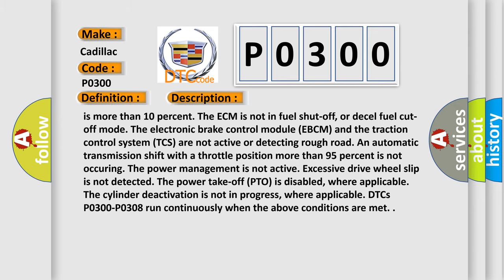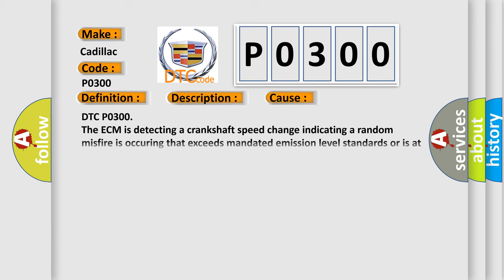This diagnostic error occurs most often in these cases. DTC P0300: the ECM is detecting a crankshaft speed change indicating a random misfire is occurring that exceeds mandated emission level standards, or is at catalytic converter damaging levels.